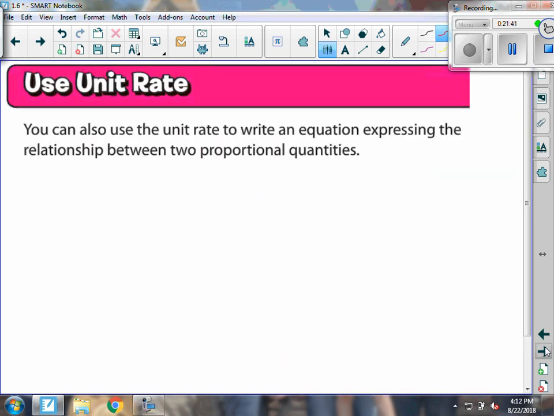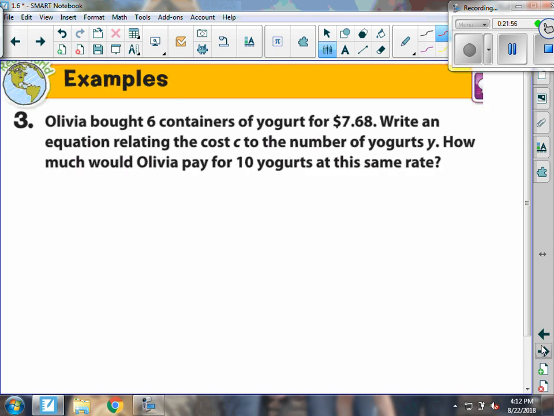So you can also use the unit rate to write an equation expressing the relationship between two proportional quantities. Okay, so we're going to use our units. Copy this down. Olivia bought 6 containers of yogurt for $7.68. Write an equation relating the cost C to the number of yogurts Y. How much would Olivia pay for 10 yogurts at this same rate?